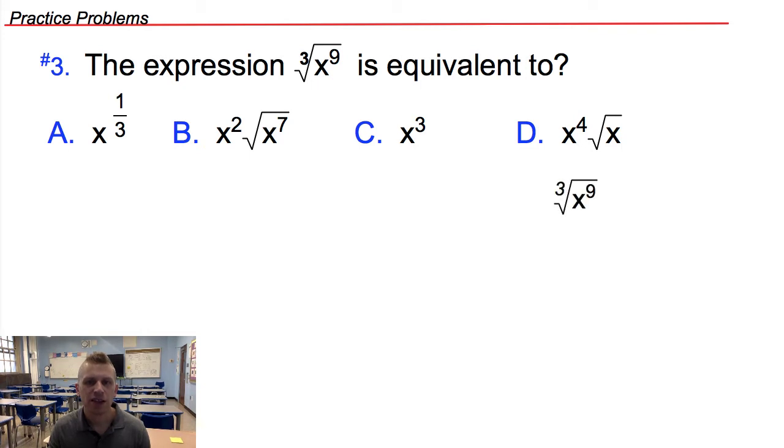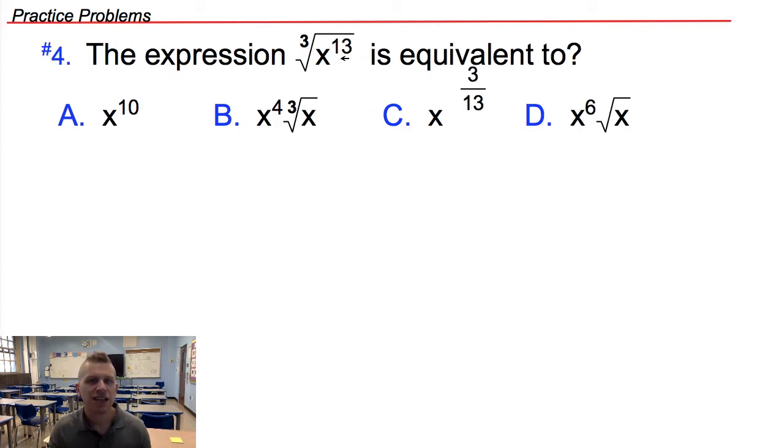Here when I rewrite this, I'm looking at my perfect cubes now, and if you look at the multiples of 3, 3, 6, 9, x to the 9th is a perfect cube. If you want, you can put it in rational exponent form. Rational just really meaning fractional exponent. 9 divided by 3 is x to the 3rd. Let's try another.